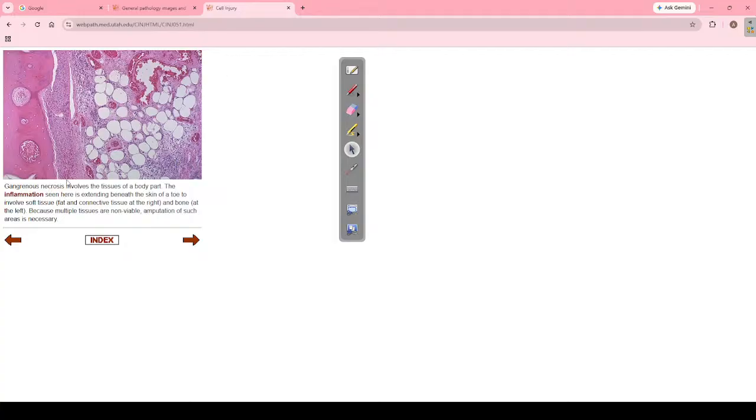And next we have gangrenous necrosis, which is seen in the tissue of the body part. The inflammation is seen extending beneath the skin of the toe into the soft tissue. You can see there is infection all over here. Fat and connective tissue at the right and bone at the left. Okay, this is a bone actually. My bad, I thought this was skin, but no. You can see these are arteries. Because multiple tissues are non-viable, amputation of such an area is very much required.